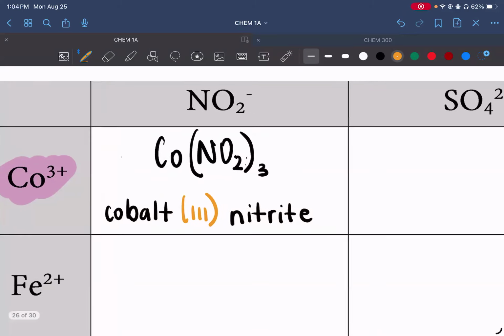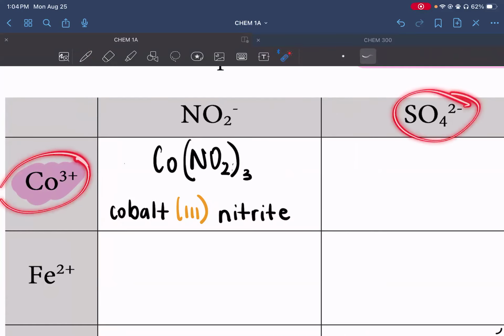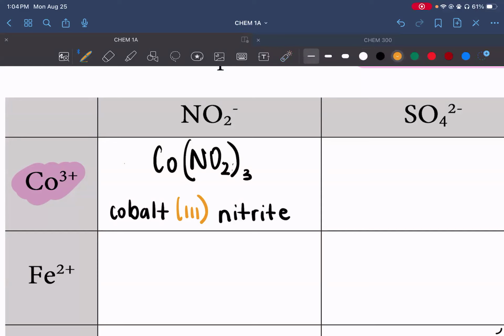All right, let's do the next one. We're going to do SO4 with the same cobalt. Maybe some of us are starting to visually see the crisscross. Hopefully I can just immediately write Co2(SO4)3. Take a second and identify for yourself how I got these 2 and 3 numbers.